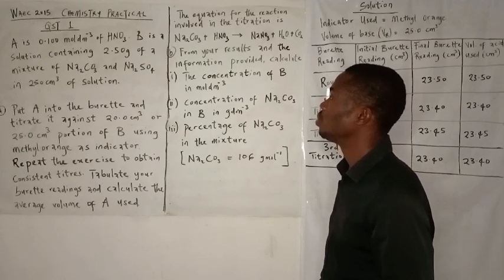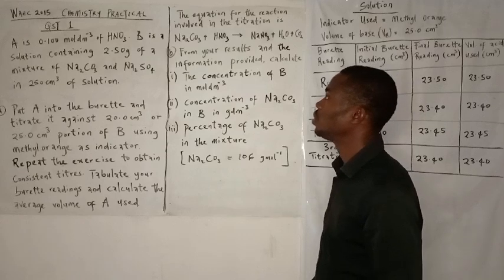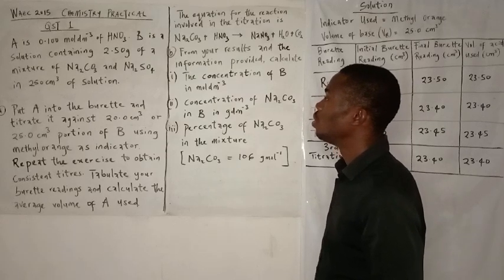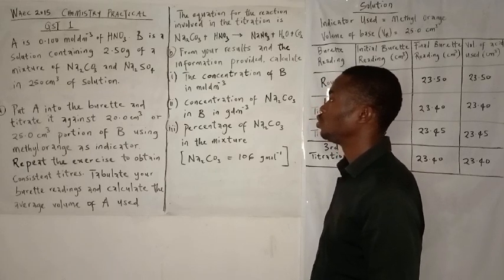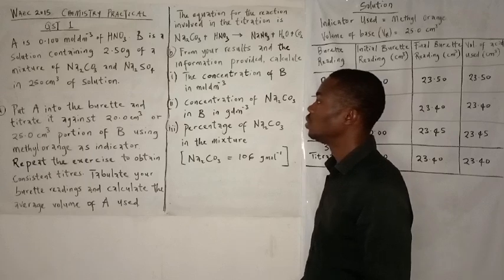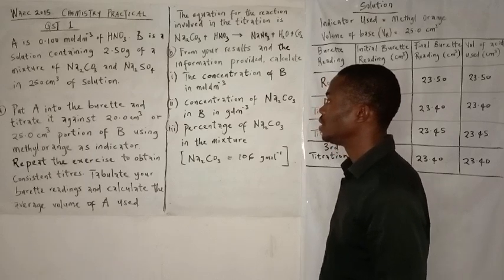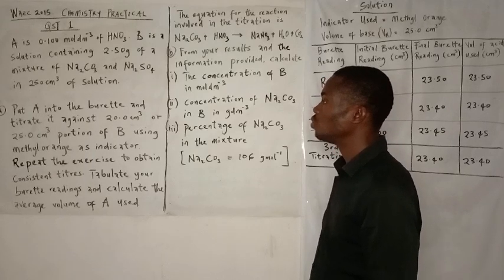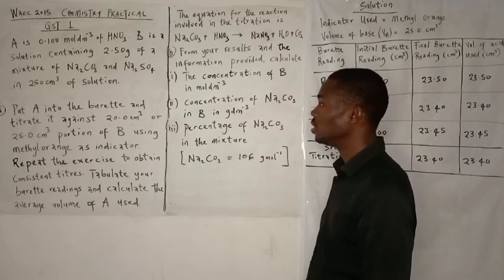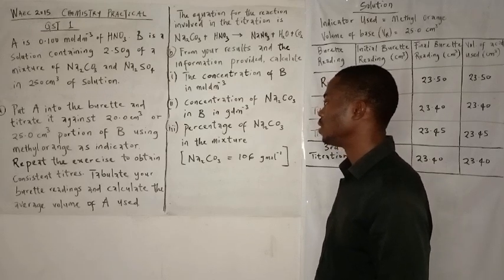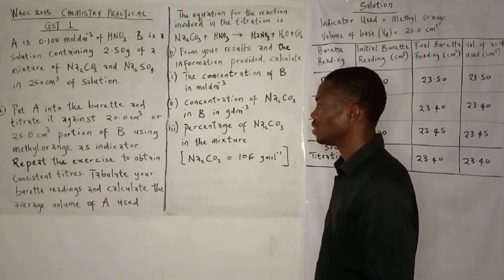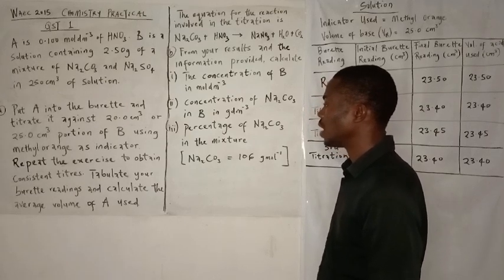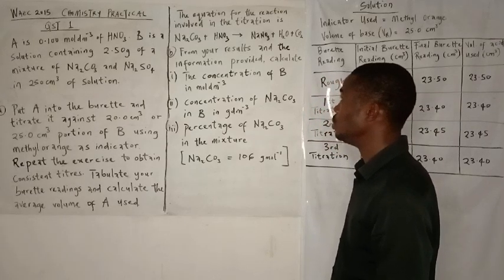B is a solution containing 2.50 grams of a mixture of sodium trioxocarbonate(IV) and sodium tetraoxosulfate(VI) in 250 cm cube of solution. Put A into the burette and titrate it against 20 cm cube or 25 cm cube portion of B using methyl orange as indicator. Repeat the exercise to obtain consistent titers. Tabulate your burette readings and calculate the average volume of A used.